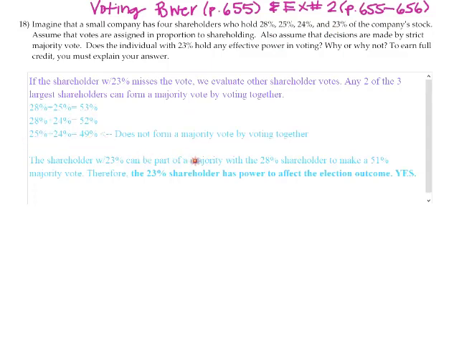So the shareholder with 23% can be part of a majority with the 28% shareholder to make a 51% majority vote. Therefore, the 23% shareholder has power to affect the election outcome. So the answer in short is yes. You would need to explain all of this. You need to have all of this to get full credit for a type of problem like this.